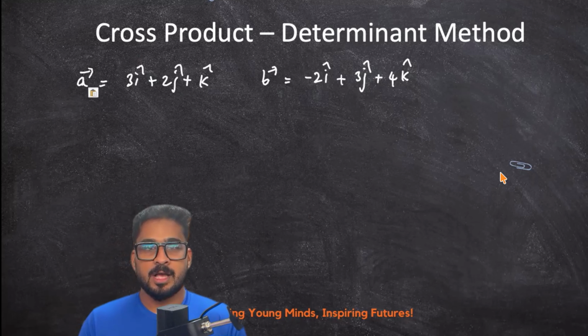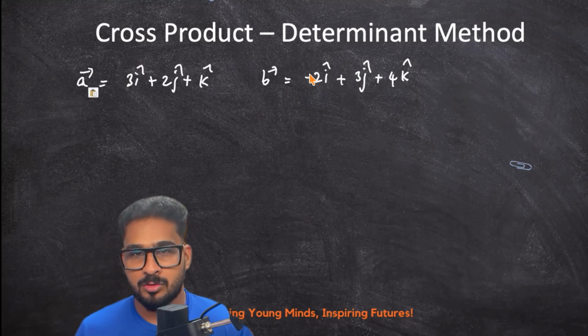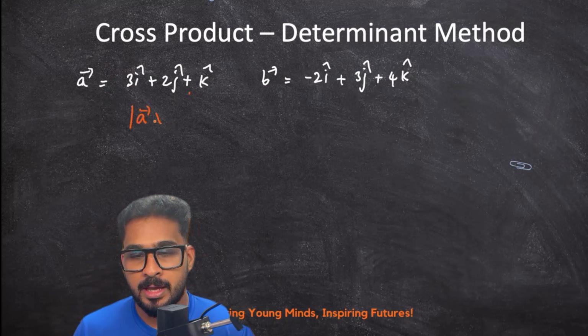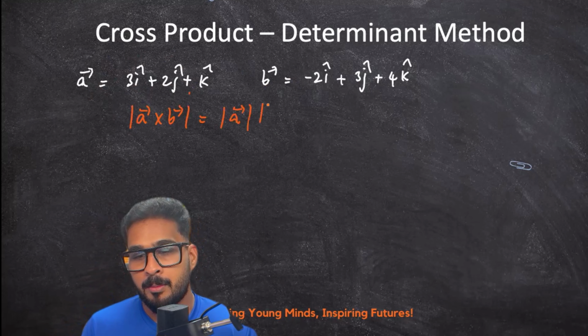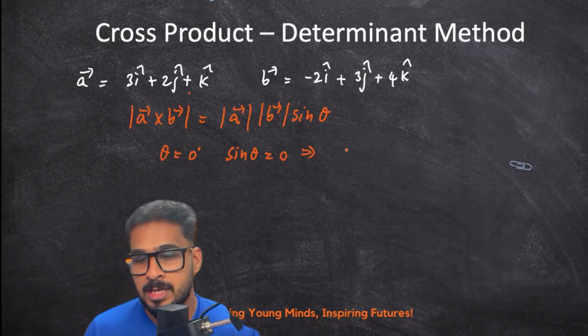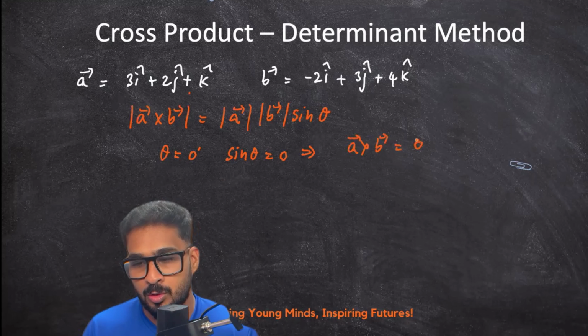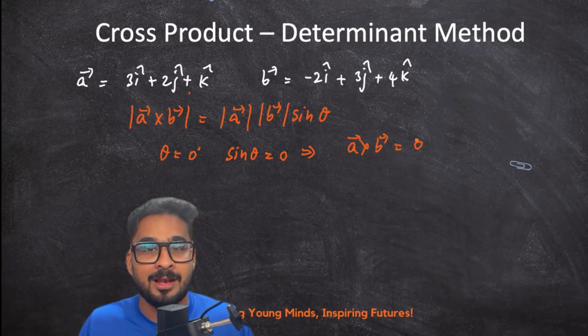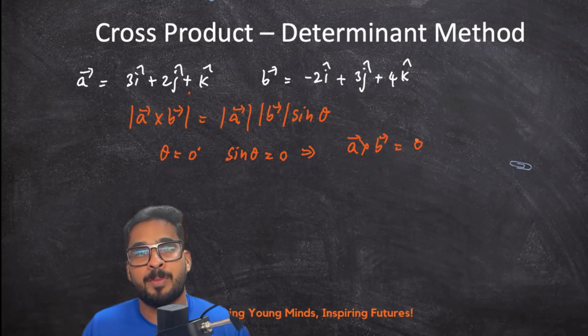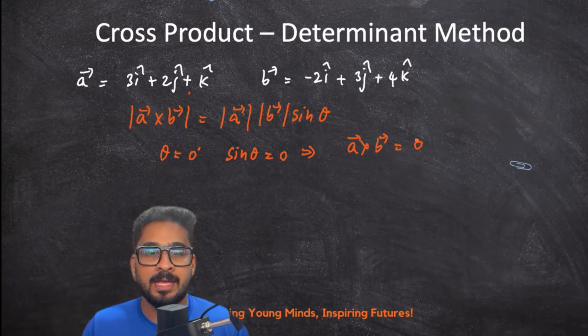Now the question arises, how do we find the cross product of these two given vectors? Before moving to that, let us define another one. Modulus of a cross b is equal to mod a mod b into sin theta. So when theta is equal to 0 degrees, then sin theta is equal to 0, which means a cross b is equal to 0. So when two vectors are parallel, their cross product will be 0. So the condition for parallel vectors is verified by taking the cross product of the two vectors. When the cross product of two vectors becomes 0, then the two vectors are parallel.